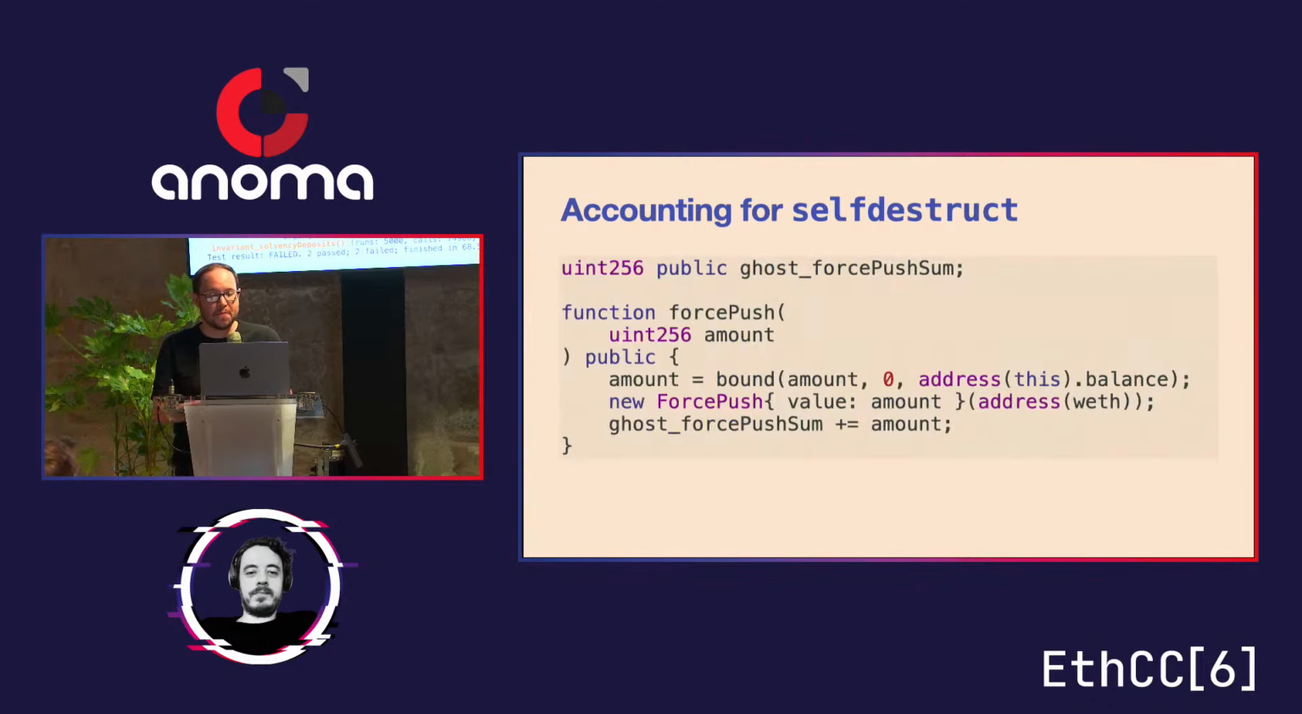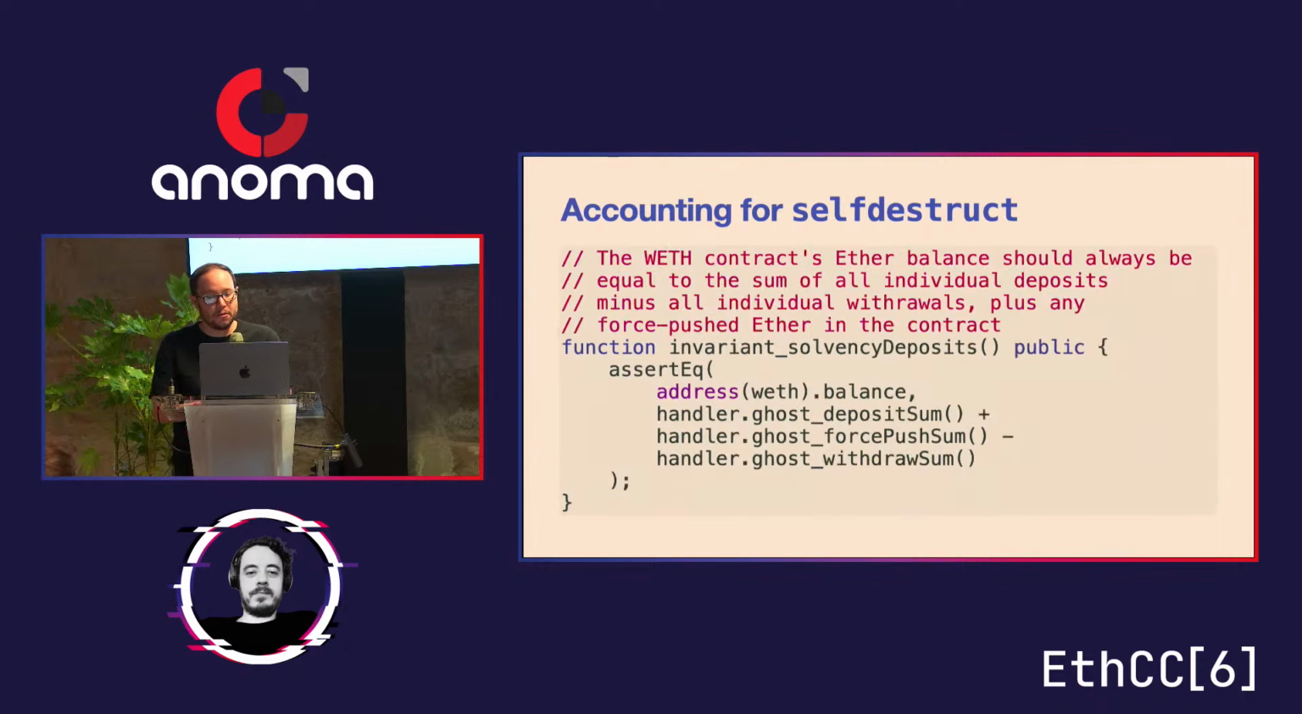So let's do that. Same pattern as before. We can account for the amount of ether that's been force pushed into the contract. We'll use a ghost variable to do that. We'll increment that on force push. And then we can update our solvency invariants here to account for that.